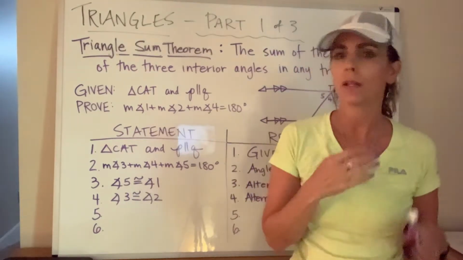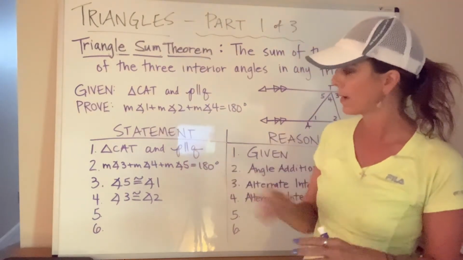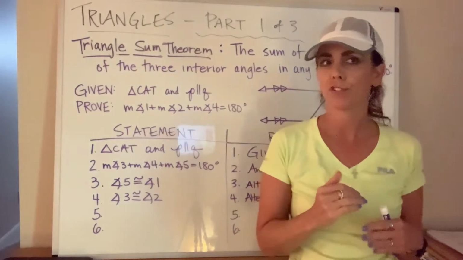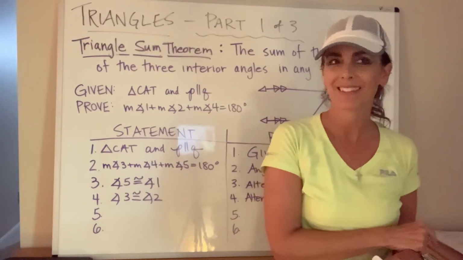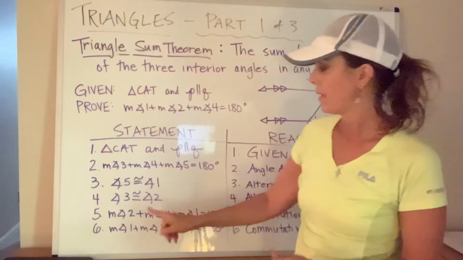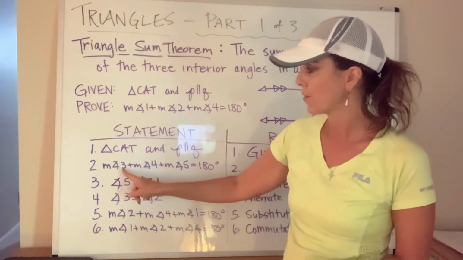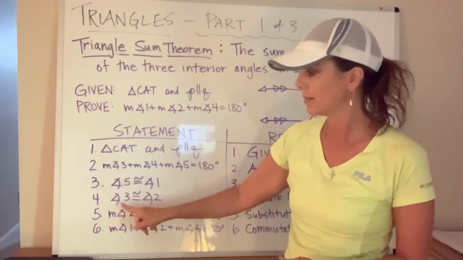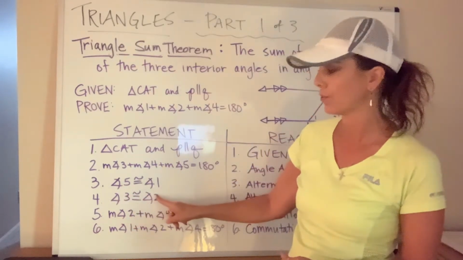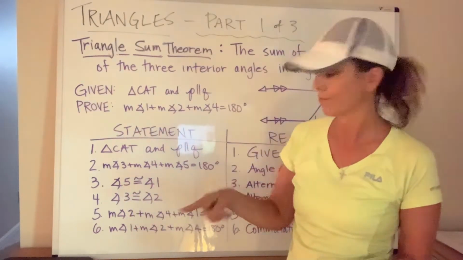Okay, so now we can kind of combine these two things and make some substitutions, and we should end up with our result, okay? Here we go. Right, so we substituted the measure of angle 3 for the measure of angle 2 because angle 3 is congruent to angle 2, which means their measures are the same.